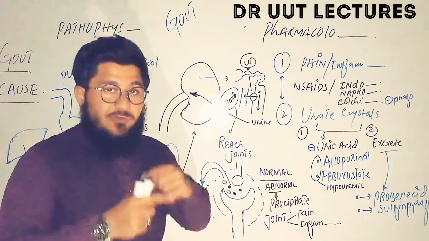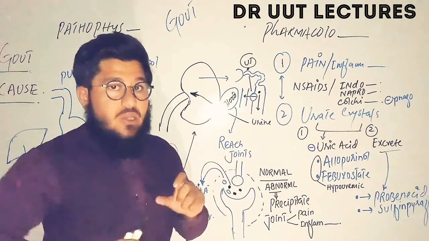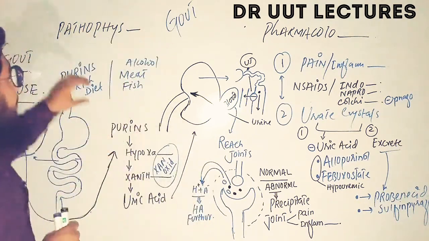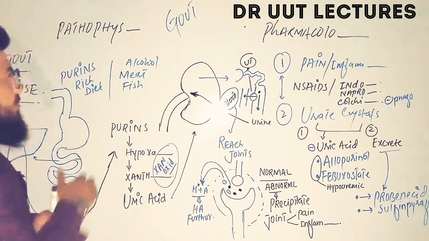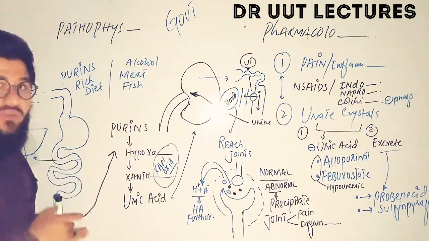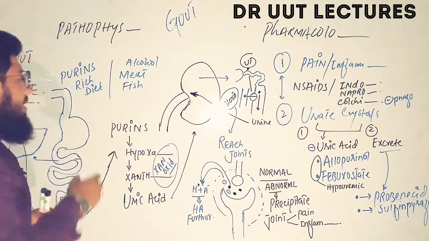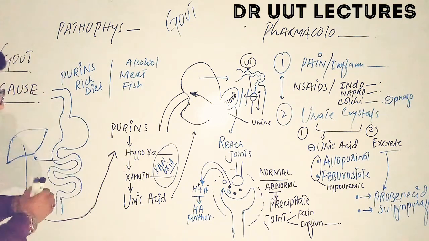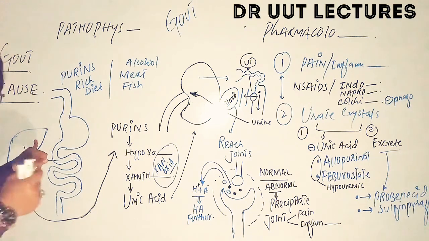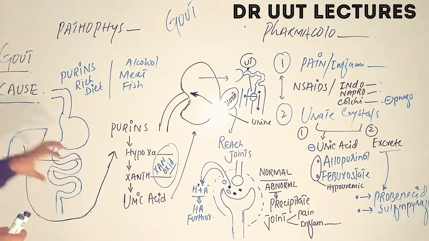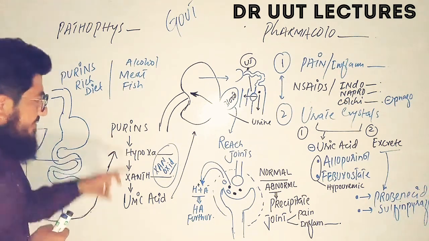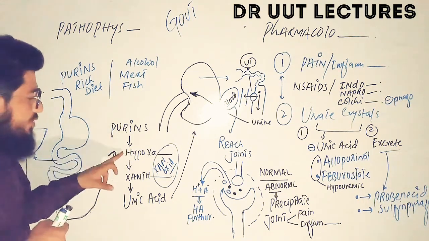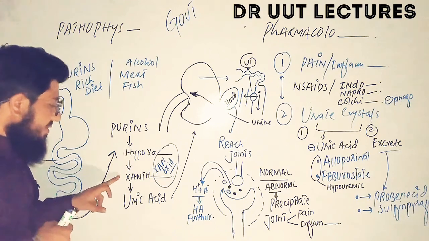Now let's know the pathophysiology, how gout is actually caused. First of all, when we increase purine intake, when we are consuming a purine-rich diet like alcohol, red meat, fish, beans, etc., these purines will be absorbed and will move towards the liver. Then in the liver, these purines will be converted into uric acid. First of all, purines will be converted into hypoxanthine, then to xanthine, then to uric acid.